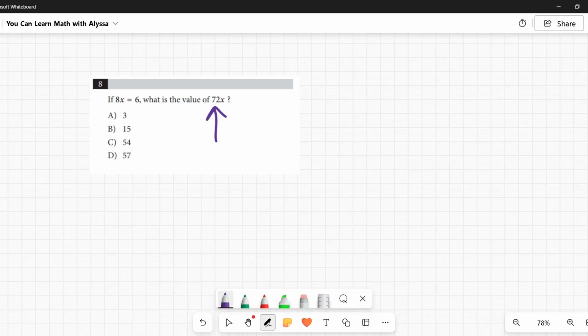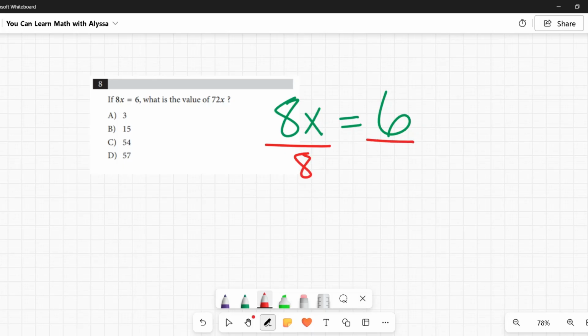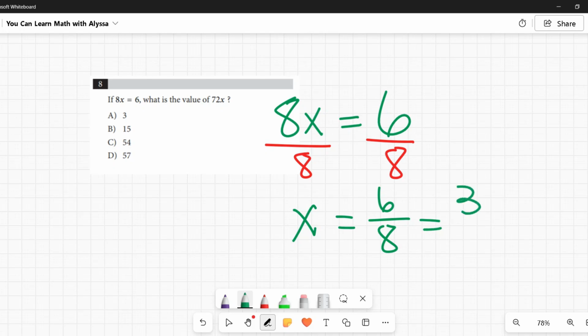But if we were to solve for x and then use it in this equation, we would say 8x equals 6. 8 times x equals 6. We want to undo what's been done since x was multiplied by 8. We want to divide both sides by 8. We get an x on the left, and then 6 over 8, 6/8, or same thing, 3/4, or same thing, 0.75 on the right.